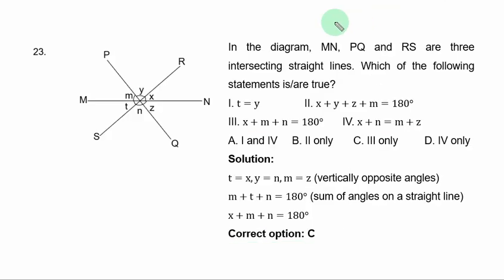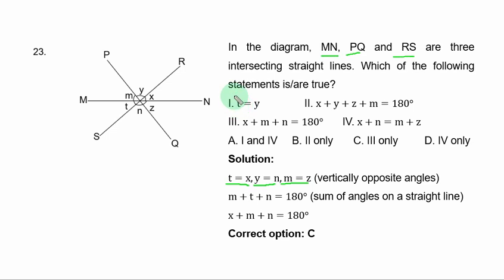Question 23. In the diagram, MN, PQ, and ROS are three intersecting straight lines. Which of the following statements is or are true? Let's find that. But before then, you have it that T is equal to S from the diagram. Y is equal to N and M is equal to Z, vertically opposite angles.